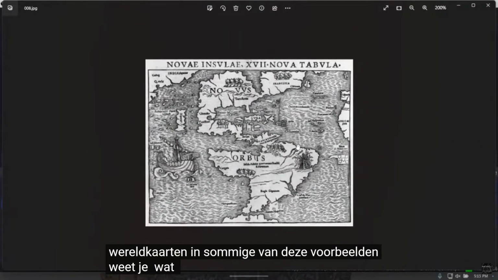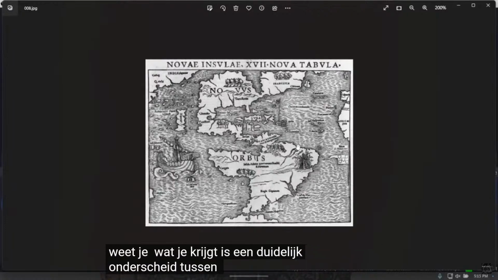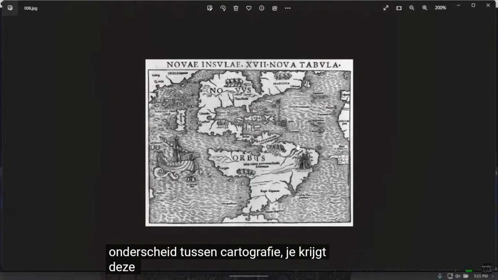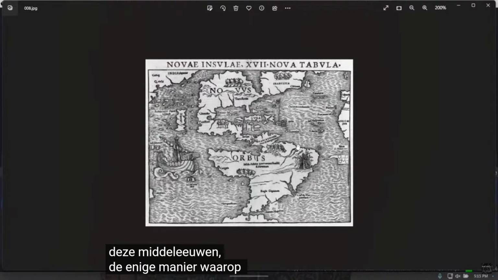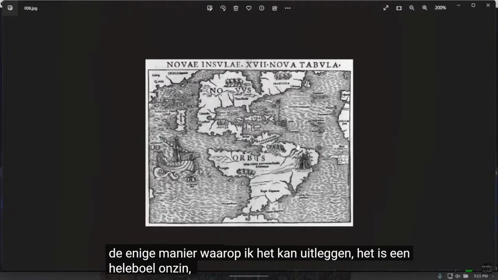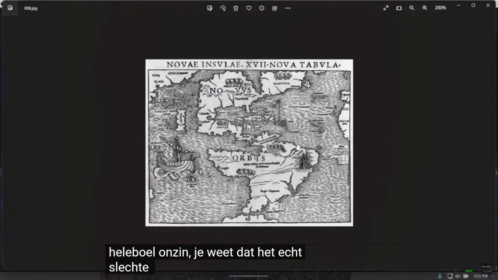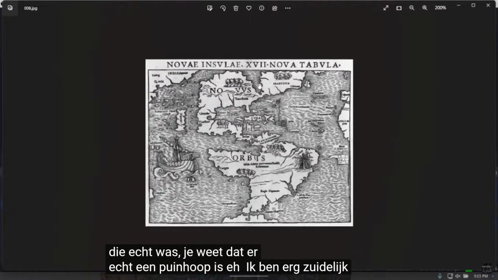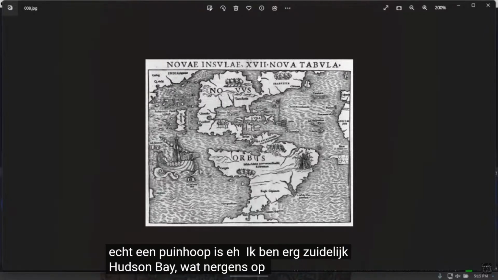What you get is a definite distinction between cartography. You get this Middle Ages. The only way I can explain it is a whole lot of nonsense. It's really poor cartography, or this is the world that really was. There's a really messed up and very southern Hudson Bay, which makes no sense whatsoever.